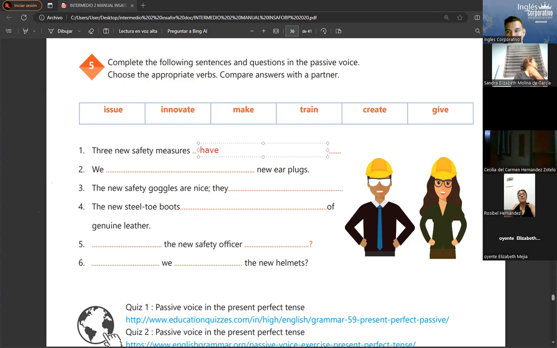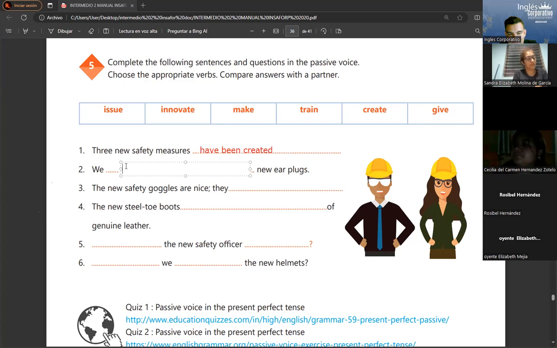Después qué seguía. Have been. ¿Cuál es el verbo? Issued. For me, issued. But I don't know. Or create. Okay, let's see.